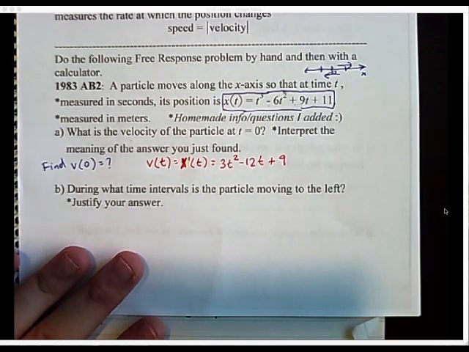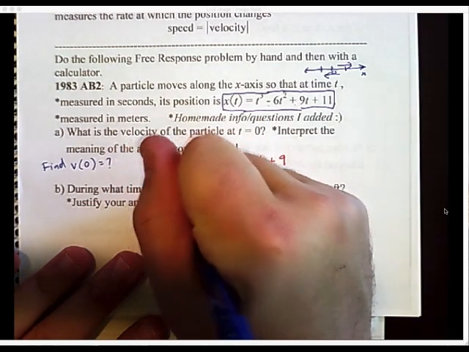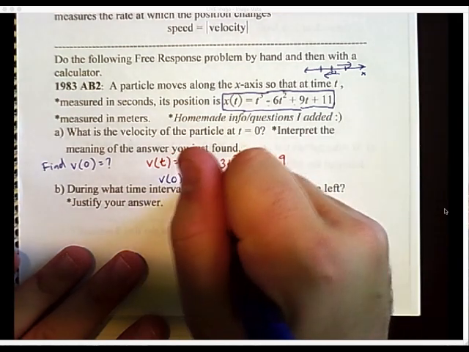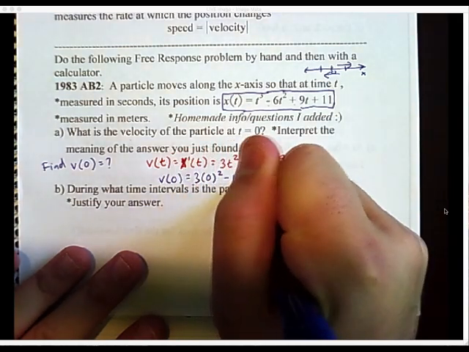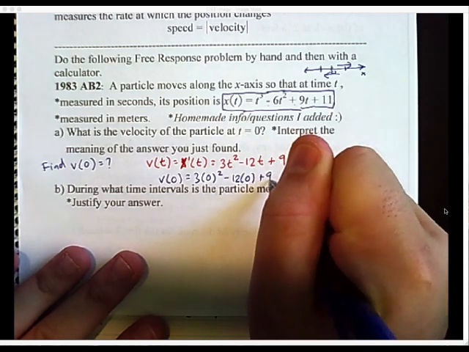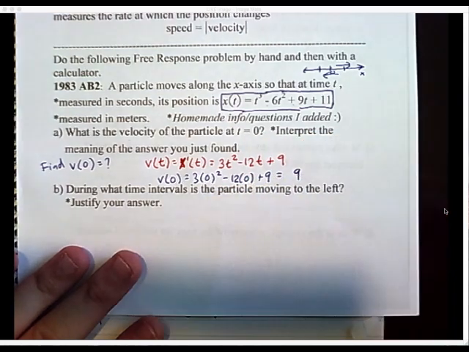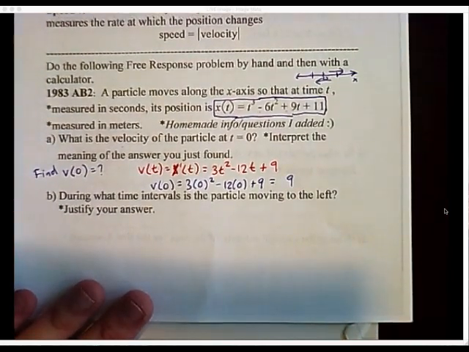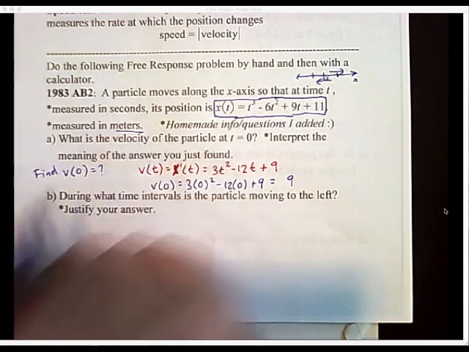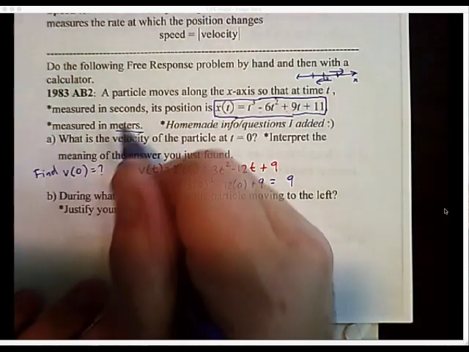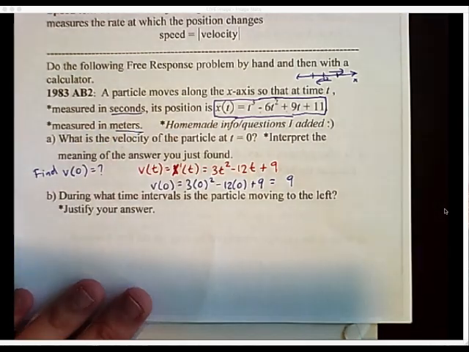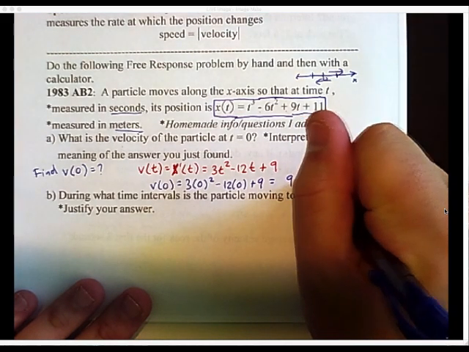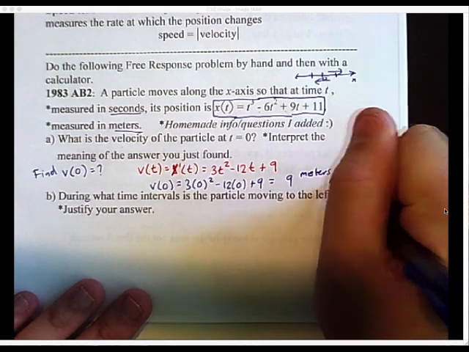So here's the velocity function. And to find V of 0, I'm just going to plug in 0 everywhere I see a t. So 3 times 0 squared minus 12 times 0 plus 9, that's just going to give me 9. Now what would the units be? The position was measured in meters. The time was measured in seconds. So velocity is a rate of change, so its units would be meters per second.